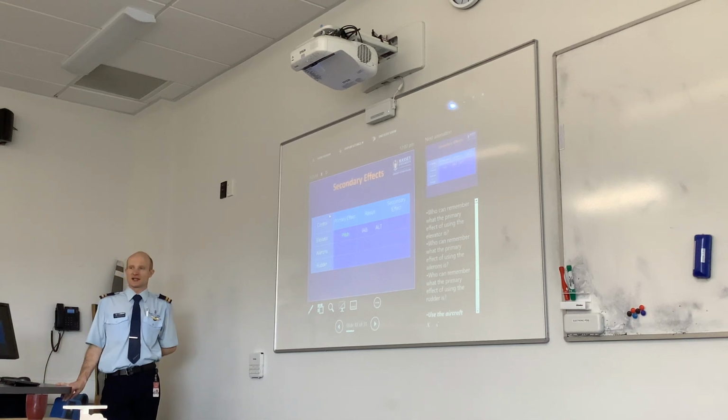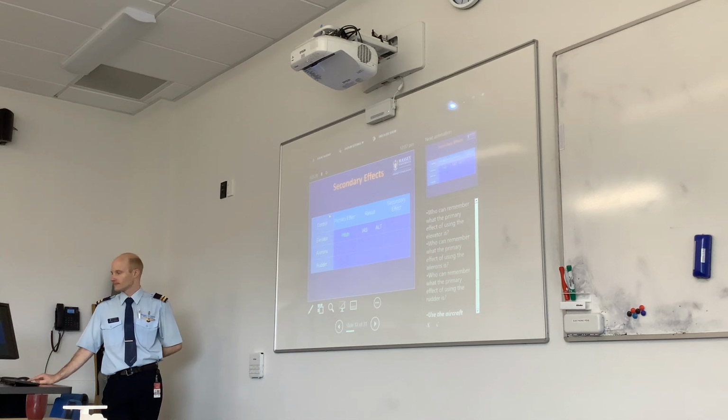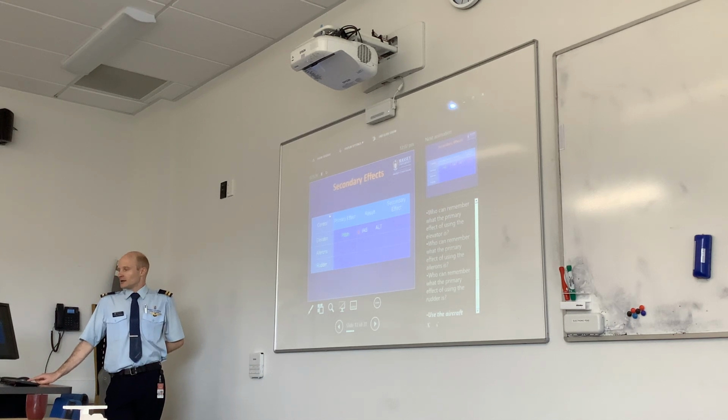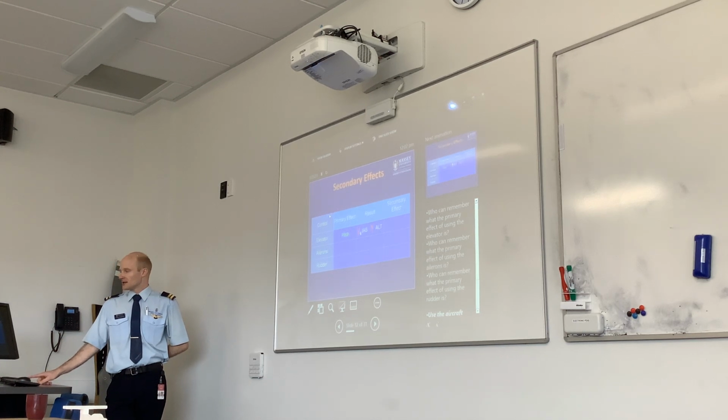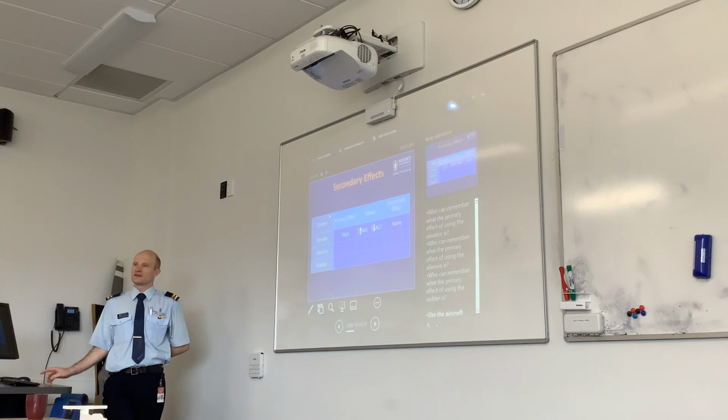So relate it to something they already know. If they don't drive, then talk about a bicycle. So is there a secondary effect? They won't know, of course. So there is no secondary effect.